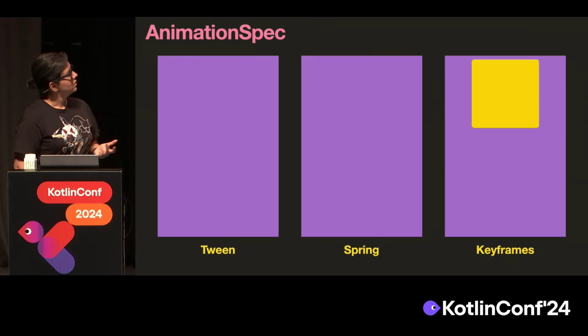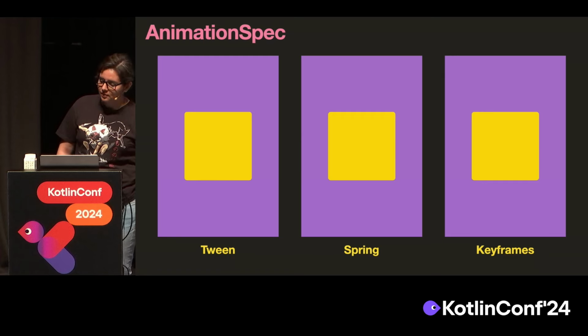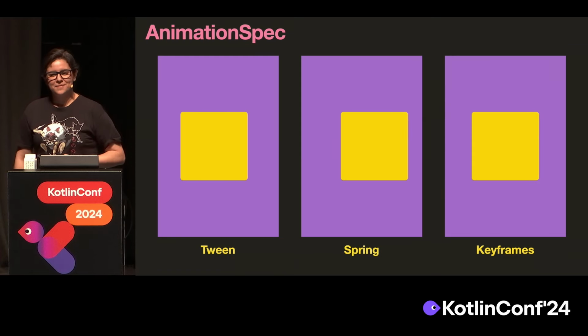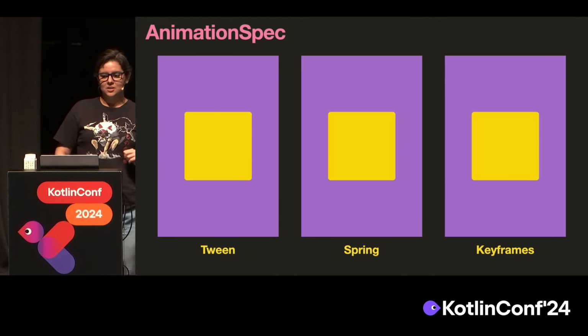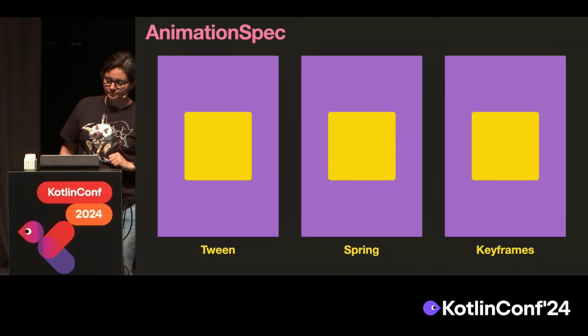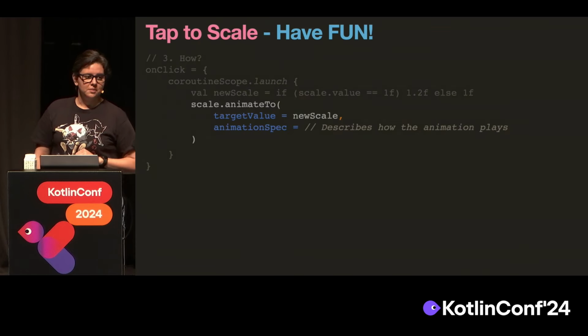We have Tween, which is a time-based animation. We have Spring, which basically simulates a spring. And we have keyframes, one of my favorite, which basically is going to let you define the keyframes of the animation that your view needs to hit. But anyway, I ramble. Let's go back to our example of the chip that scales.